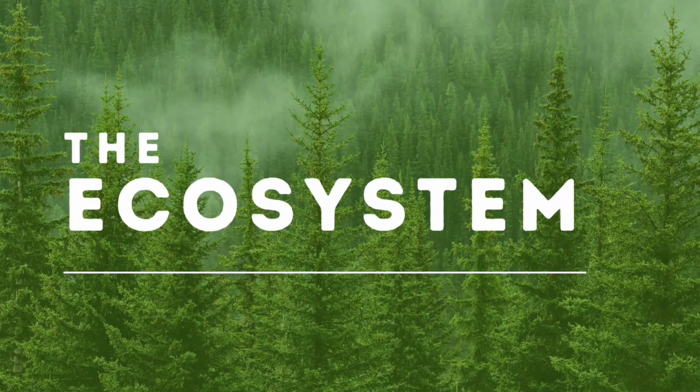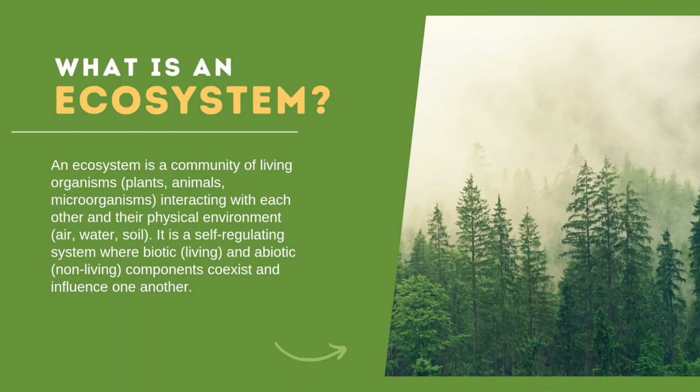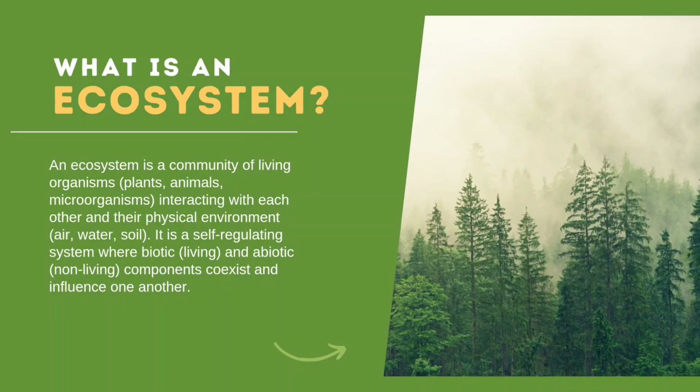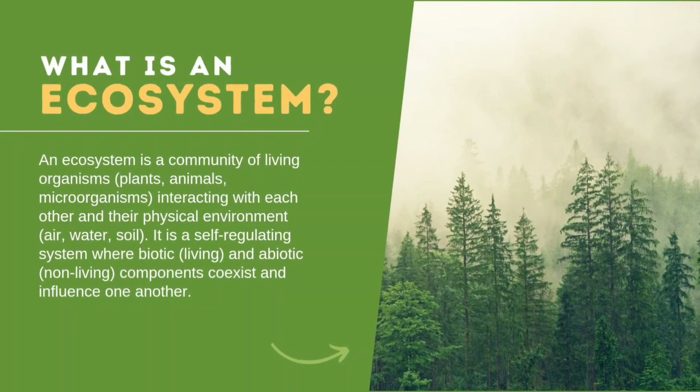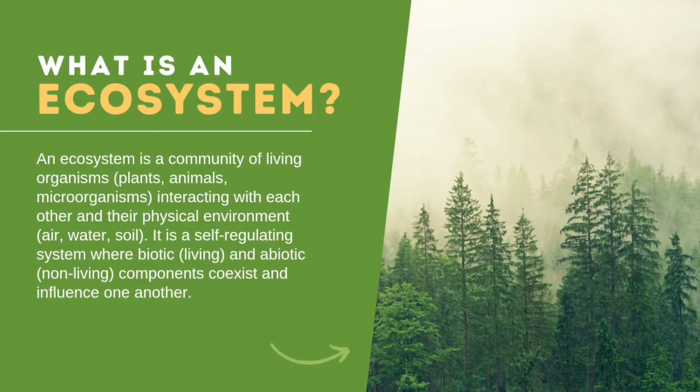Now let's start. What is an ecosystem? An ecosystem is a community of living organisms, plants, animals, microorganisms, interacting with each other and their physical environment, air, water, soil. It is a self-regulating system where biotic, living, and abiotic, non-living components coexist and influence one another.